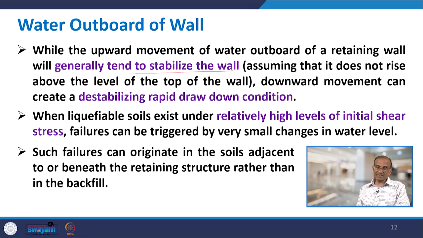Assuming that it doesn't rise above the level of the top of the wall. Of course, it should not go beyond the top of the wall, otherwise the water will be spilled out. A downward movement of water can create a destabilizing rapid drawdown condition, and the wall should be designed for that.